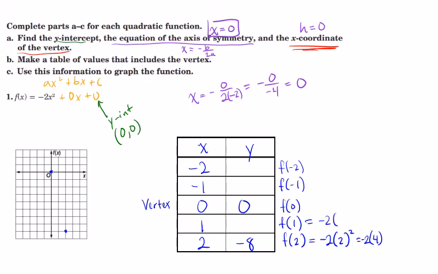So let's plug in 1. So negative 2 times 1 squared. 1 squared is 1. So negative 2 times 1 is negative 2. So 1, negative 2. It's right here. So we're starting to see that shape. And since we know the axis of symmetry is this, you can actually just mirror these points across the axis of symmetry.